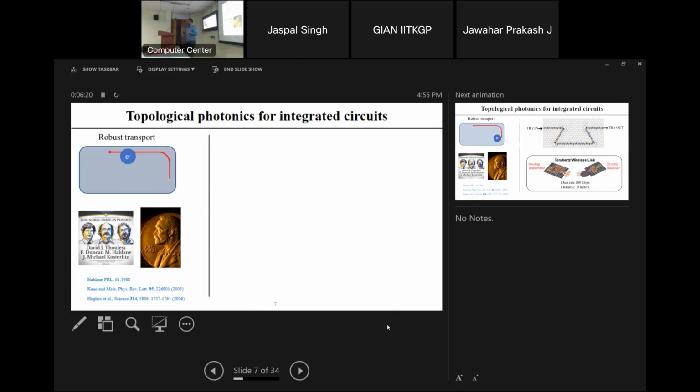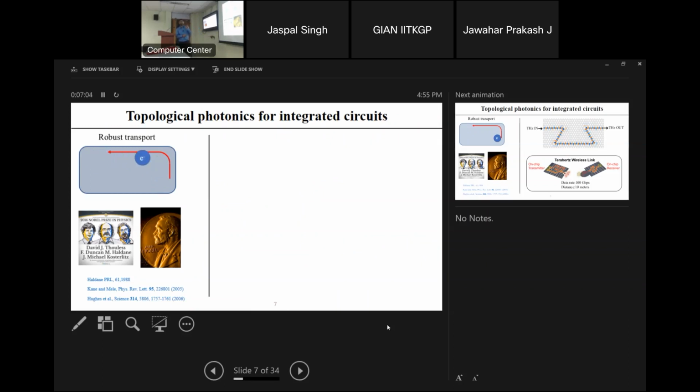If you look at the history, whenever any technological revolution happens, who came up with the solution? Obviously, the physics person came up with the solution. So here also, we needed to get rid of the copper interconnect. We cannot use optical interconnect because it's too expensive. Then in 2016, David Haldane got the Nobel Prize for the topological phases of light and matter, which says that by doing some engineering, I'll talk about that engineering, you can get a robust transport of electrons.